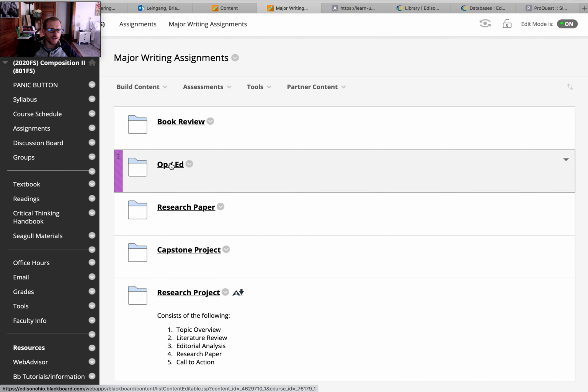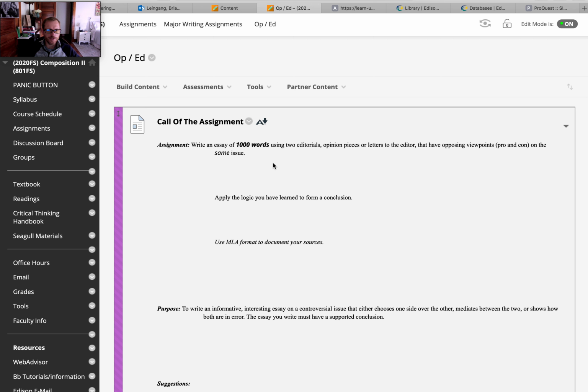There's not a lot in the op-ed section. It just talks about the idea of this assignment: you're comparing two editorials or opinion pieces that have opposing viewpoints. It can even be letters to the editors. The idea is to interact with the different arguments that exist on your topic. So we're writing an informative, interesting piece on our controversial issue that mediates between the two, chooses one side over another, or shows how both are in error.